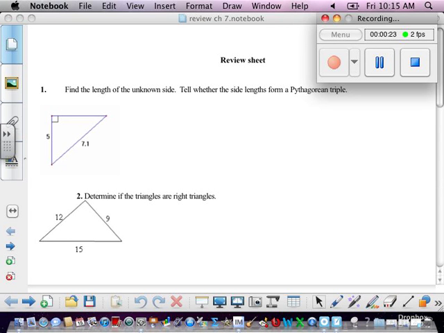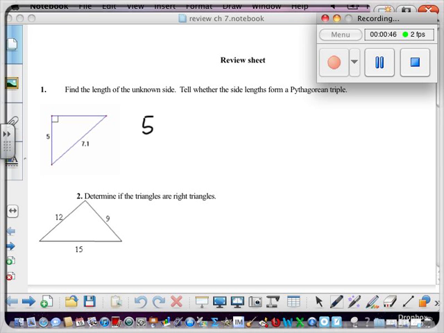Okay. So, number one, we're looking at finding the length of the unknown side and telling whether the side lengths are a Pythagorean triple. If we have two sides of a triangle, how do we find the unknown length? Anybody? Pythagorean theorem is what we use. What would be the C? 7.1. Okay, so I'm going to go 5 squared plus, I'm just going to call it B squared, equals 7.1 squared. So I get 25 plus B squared equals, and 7.1 squared gives me 50.41.